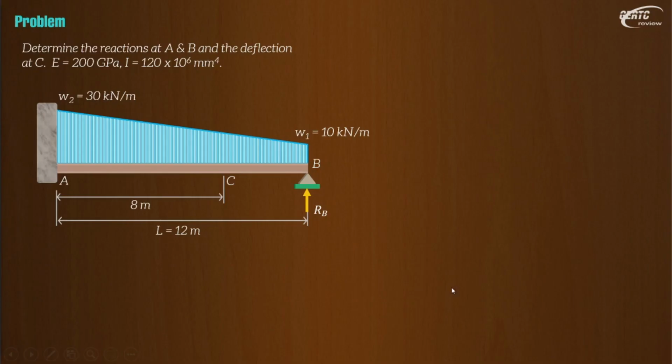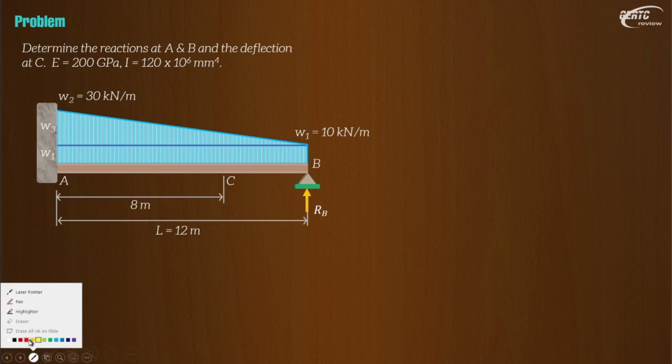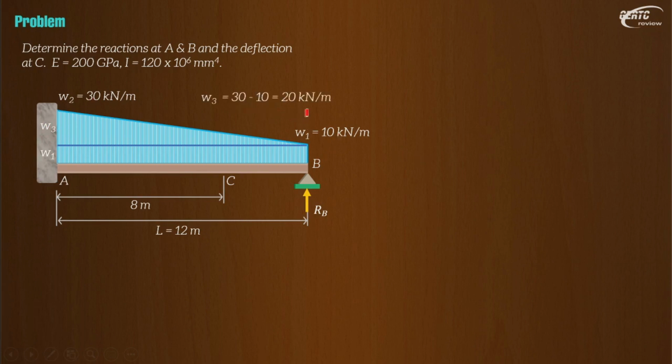Alright. Okay, so let's divide the loading into two. We have the uniform load, like that, and the uniformly varying load. So this will be 10 and this will be W1. And let's call this W3. Okay, this one here. W3, W1. Where W3 is equal to 30 minus 10. That will give you 20 kilonewton per linear meter.